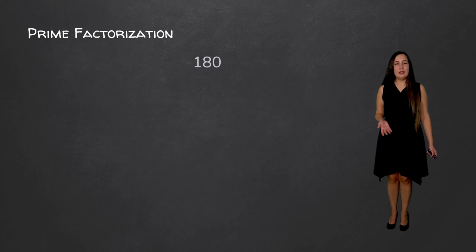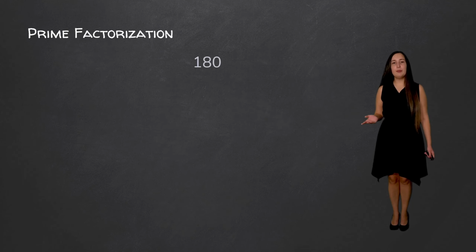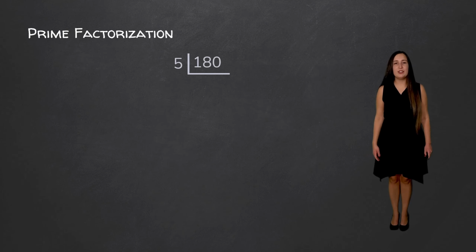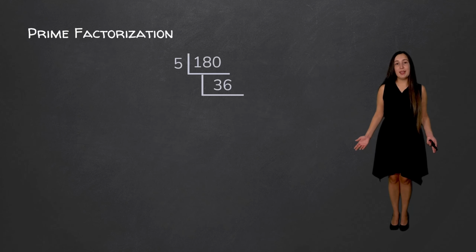Let's use 180 again, but this time start with a different prime number to see if we get the same answer. Instead of starting off with 2, another prime number we could have used is 5. This isn't the only prime number; we could have used 3 if we wanted to, but nonetheless it is prime. So 180 divided by 5 is equal to 36. Now we divide 36 by another prime number. A prime number that goes into 36 is 3. It's not the only one, but it's one of them.